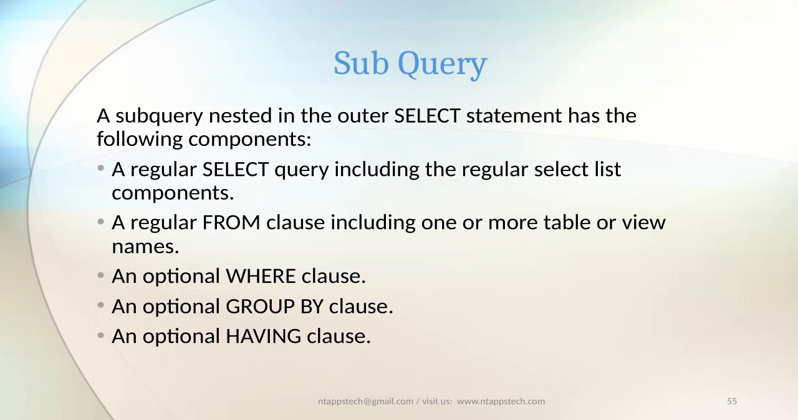A subquery nested within an outer select statement includes several key parts. First, it has a regular select query with its usual select list components, just like any other query. Then, it includes a from clause that specifies one or more tables or views involved in the subquery. Additionally, it may have an optional where clause to filter the results, a group by clause if grouping is needed, and a having clause to filter groups after aggregation.